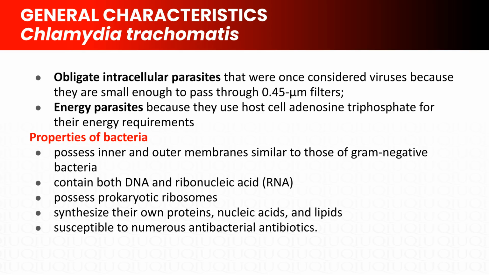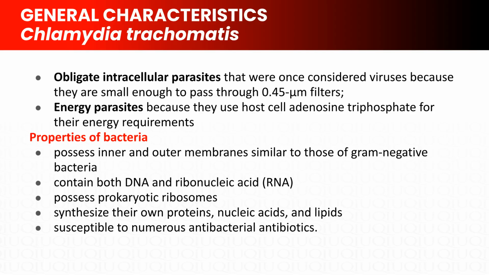First, they possess both inner and outer membranes similar to gram-negative bacteria. This cell envelope structure is distinctly bacterial, though the outer membrane has some unusual features we'll discuss shortly. Second, they contain both DNA and RNA, unlike viruses which typically contain only one type of nucleic acid. Having both DNA and RNA allows them to store genetic information and carry out protein synthesis independently.